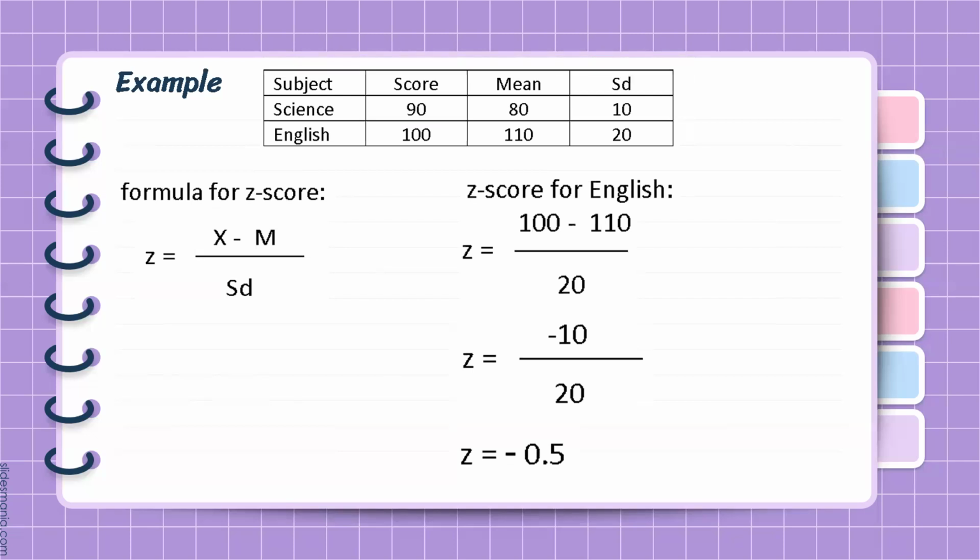For English, the raw score is 100, and the mean of the distribution is 110 with a standard deviation of 20. So 100 minus 110 is negative 10 divided by 20, that becomes negative 0.5. So the z-score for English is negative 0.5.